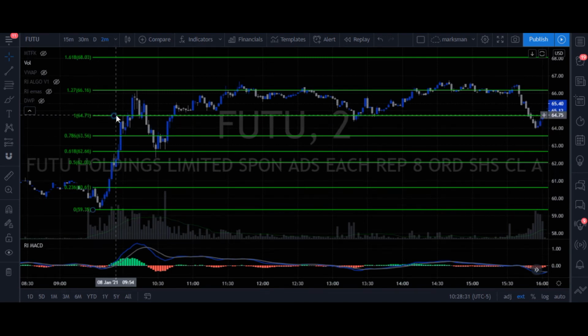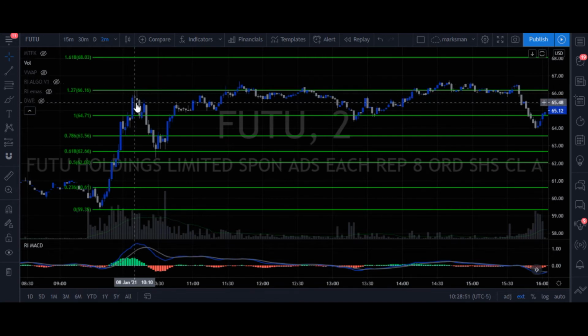You snap your lines. Okay, now I got my targets. I'm going to be looking at this 66 area. I'm going to be looking to make sure that this 100% is strong. So if it doesn't even break this 100%, I would be looking to take my profit right away. But if it breaks it, it goes up to that 127. So now you're at 66 a share, looking to take profit here.